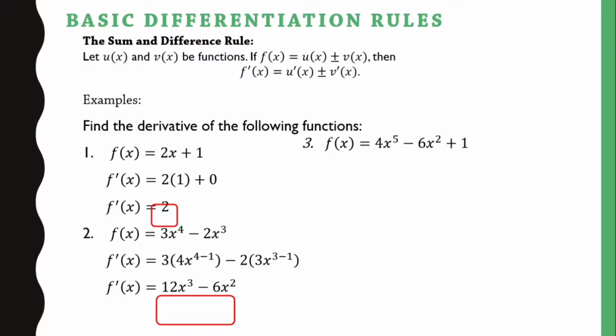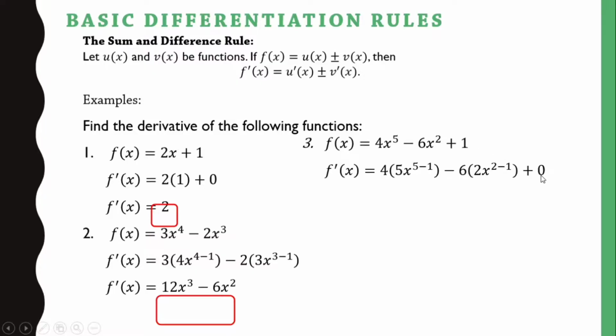So number 3, we have the function f of x equals 4x raised to 5 minus 6x squared plus 1. Again, we take the derivative of each of our terms. So, derivative of 4x raised to 5, we take out 4. Then we get the derivative of x raised to 5. So that is 5 times x raised to 5 minus 1, minus, get the derivative of 6x squared, that's 6 times derivative of x squared, that's 2x raised to 2 minus 1, plus the derivative of 1, that's a constant, so that's 0.